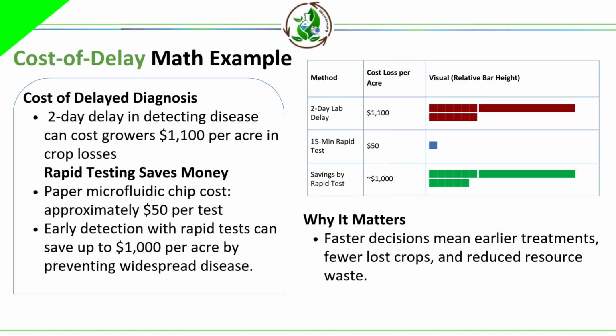Faster tests mean earlier treatment, less crop loss, less wasted pesticide and fertilizer, and better profit margins overall. So rapid diagnostics aren't just cool gadgets. They're investments that protect food, money, and sustainability. Every hour, every day matters. By investing in smarter, faster diagnostics, we're not just improving science, we're changing the economics of plant health management.